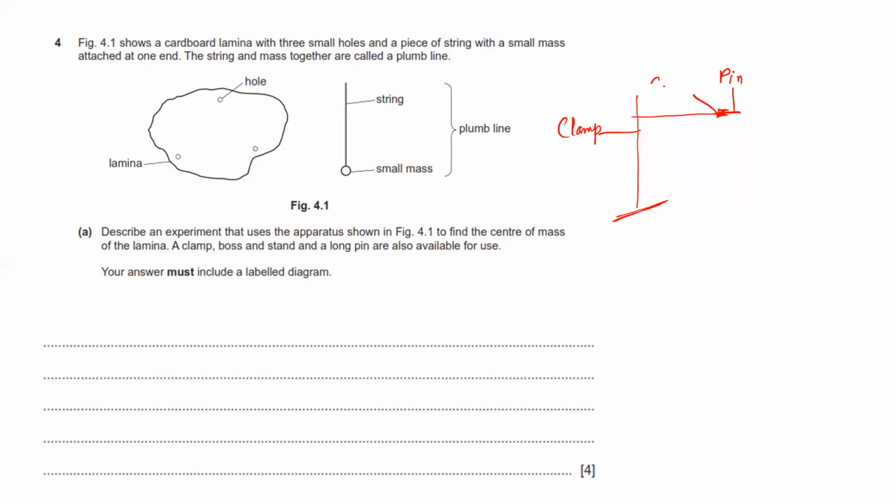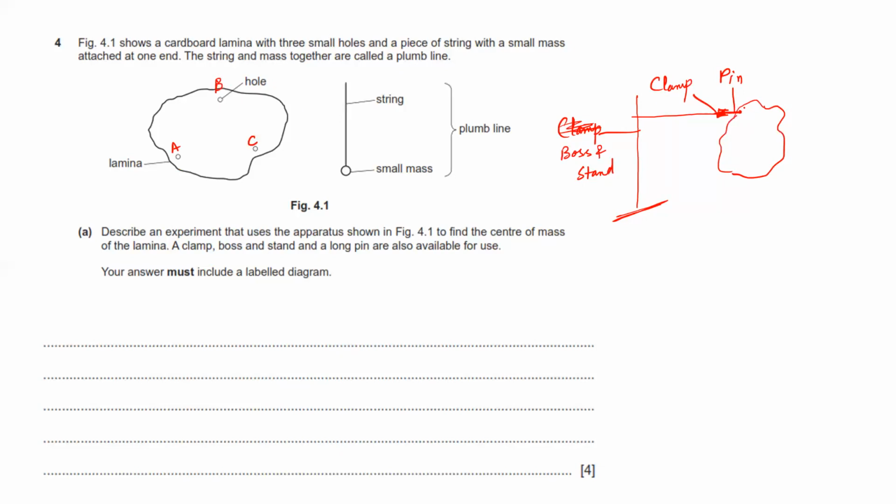Sorry, this is clamp. This is boss and stand. Okay, and this is pin. So what you can do is you can have your lamina something like this. This is, say, your hole. Let's call this hole B, let's call this hole A, this A, B, C.